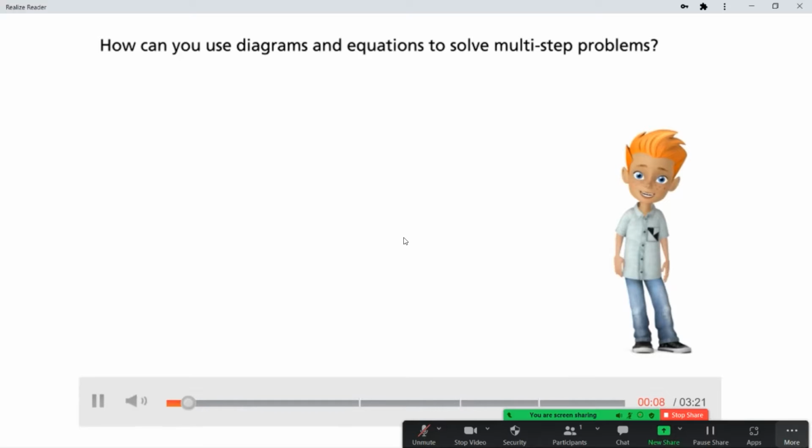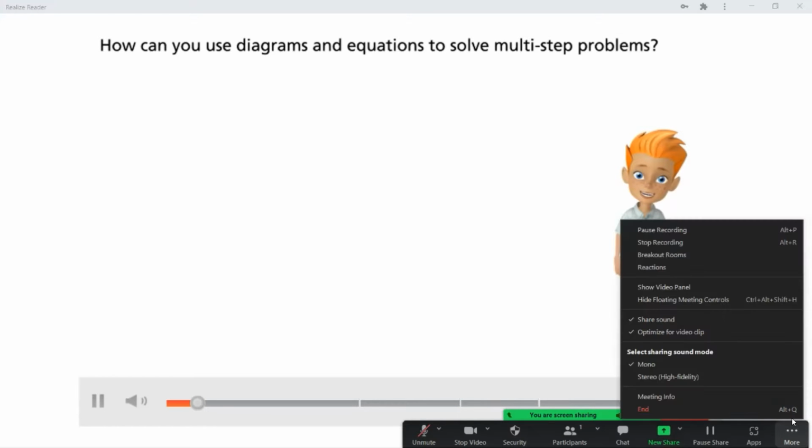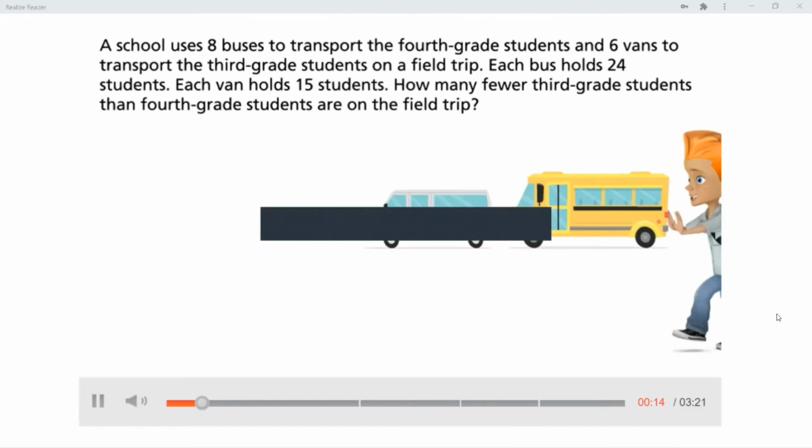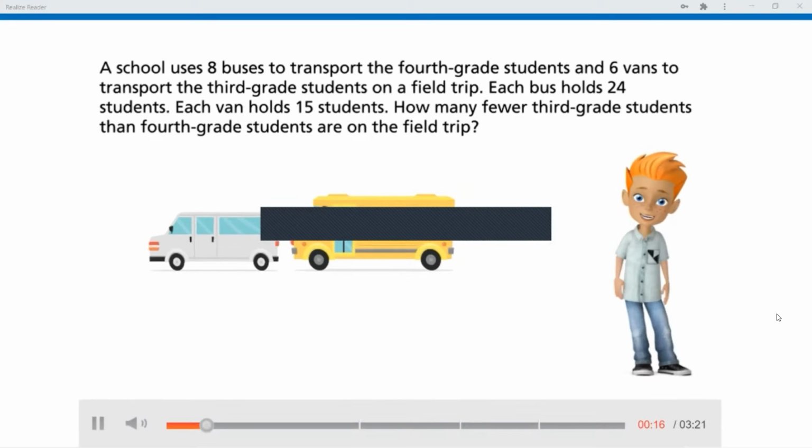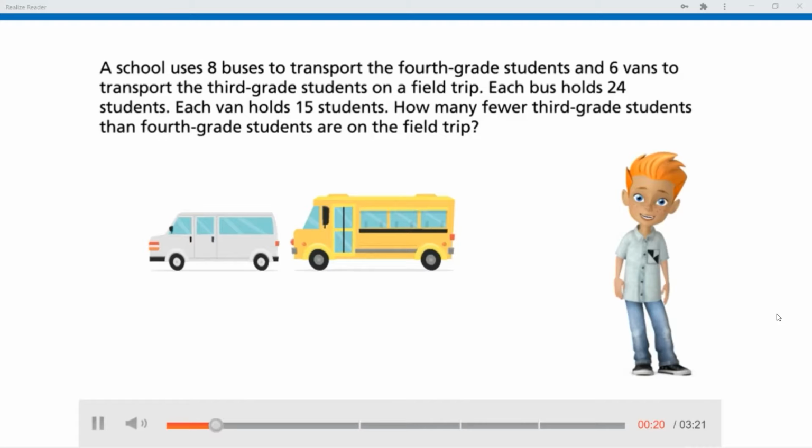How can you use diagrams and equations to solve multi-step problems? A school uses 8 buses to transport the 4th grade students and 6 vans to transport the 3rd grade students on a field trip. Each bus holds 24 students. Each van holds 15 students. How many fewer 3rd grade students than 4th grade students are on the field trip?